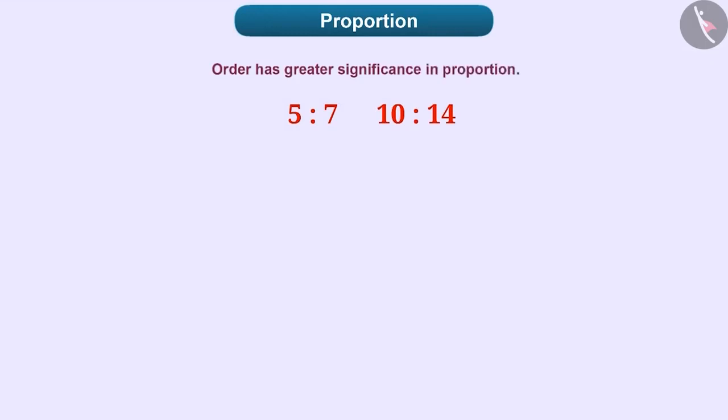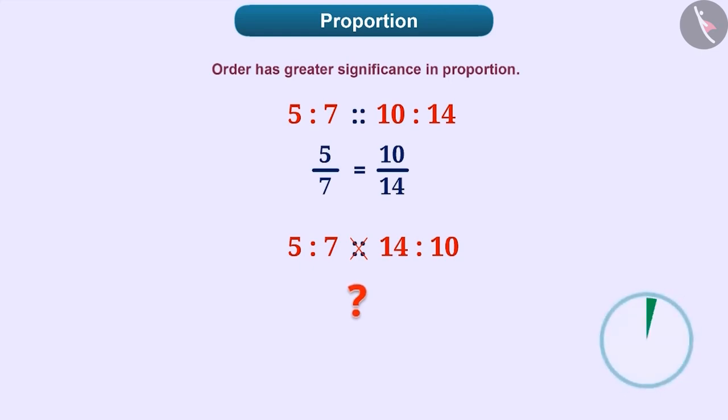Order has great significance in proportion. Here, 5:7 is proportionate to 10:14 because 5/7 is equal to 10/14. We cannot change the order of proportion and write it as 5:7 is proportionate to 14:10. Can you tell the reason for this? Think for a while. Let me tell you. This is because 5/7 is not equal to 14/10. Therefore, the quantities should be expressed in the proper order of proportion.